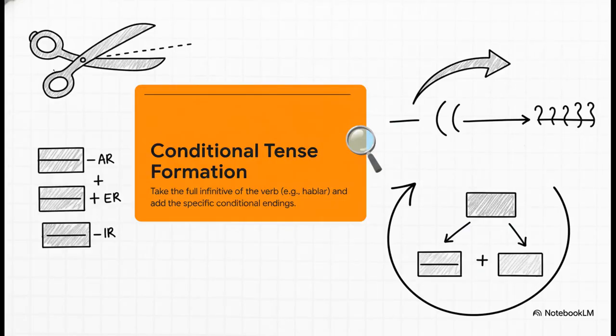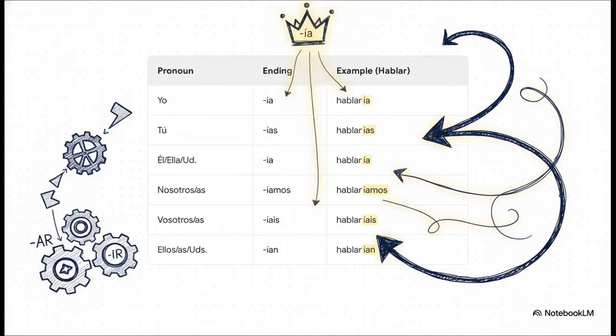So you know how with a lot of other tenses, you have to chop off the AR, ER, or IR ending before you add the new one? Well, forget all that. For the conditional, you use the entire verb, the whole infinitive, and you just tack the new ending right on. It's so clean and simple. And here they are, the magic endings. Just look at that incredible consistency. Ía, ías, ía. And the best part? It doesn't matter one bit if the verb ends in AR, ER, or IR. For every single regular verb, you use this one set of endings. It's a huge time saver.